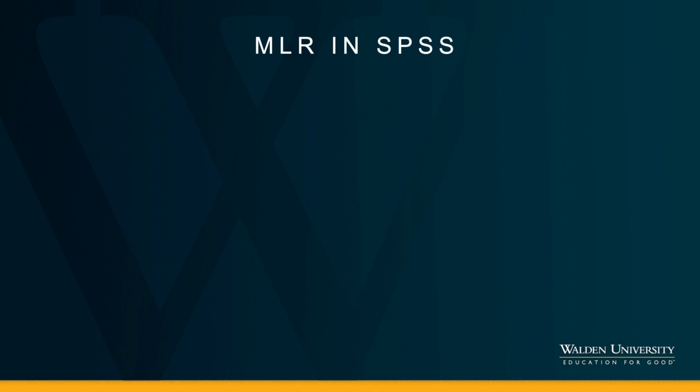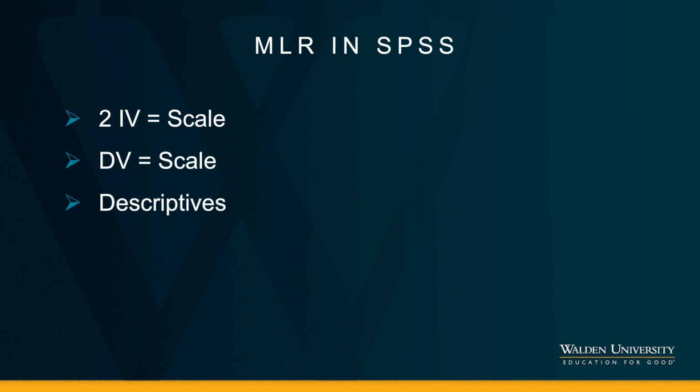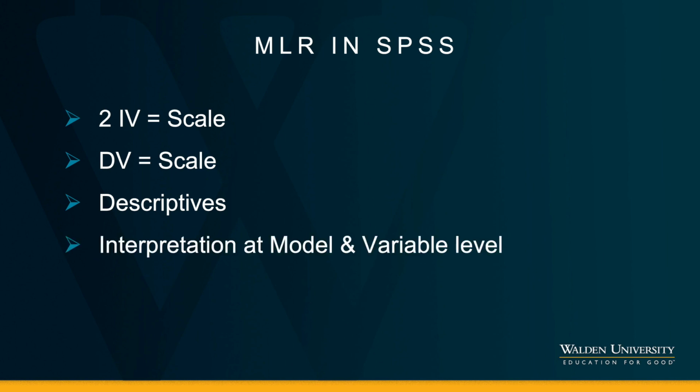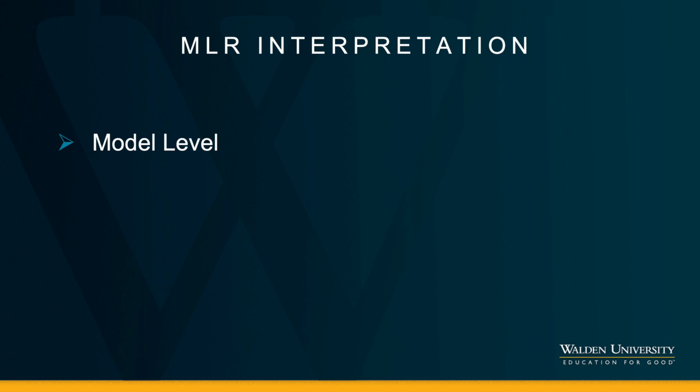The multiple linear regression in SPSS is set up with two independent variables that are scale, and a dependent variable that is scale. And we will click the descriptive box for good measure so that we have the information about the behavior of the independent variables, but clicking the descriptive box will also generate that correlation matrix. We will interpret the results at model and at variable level. Now, of course, the model level comes first, and that is followed by the variable level at coefficient box.